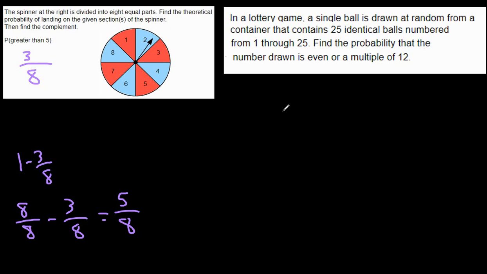The next one, we have a lottery game. A single ball is drawn at random from a container containing 25 identical balls, numbered 1 through 25. We want to find the probability that the number drawn is either even or a multiple of 12. So we can list these out.